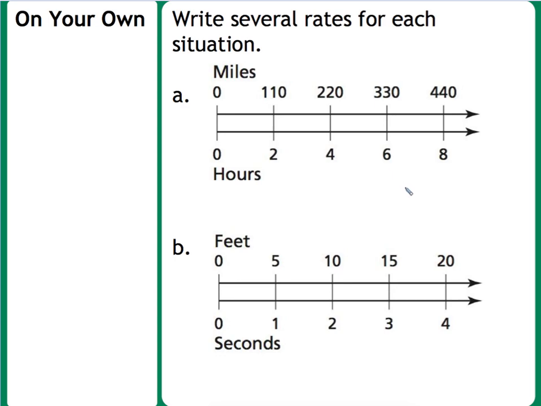All right, so go ahead, try that on your own. Go ahead and pick 2, let's say, from each double number line. Remember the units, so rates always include units, so don't forget the miles to hours and feet to seconds.